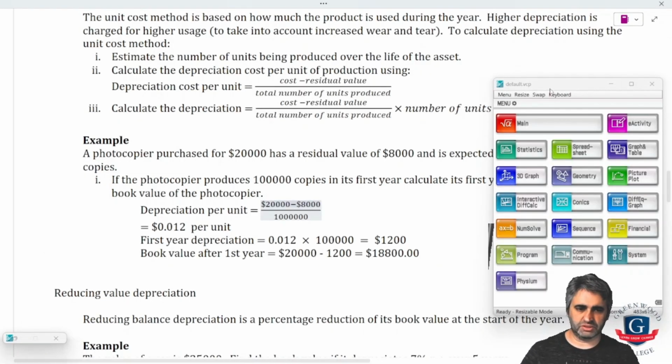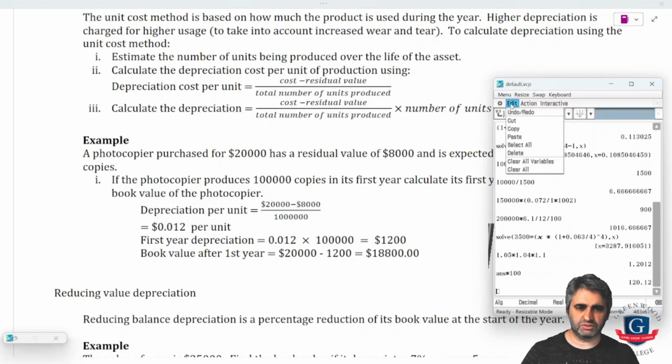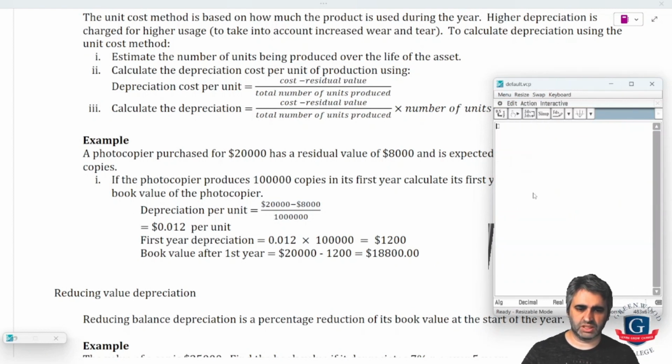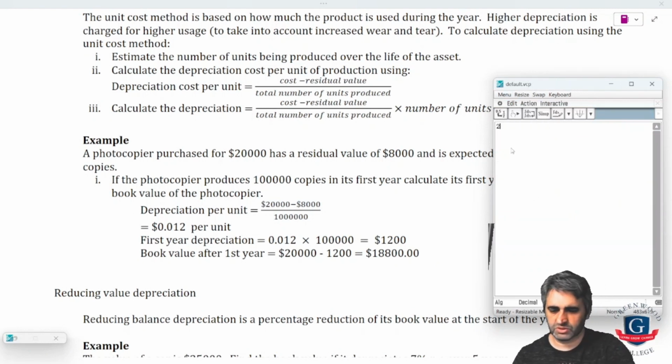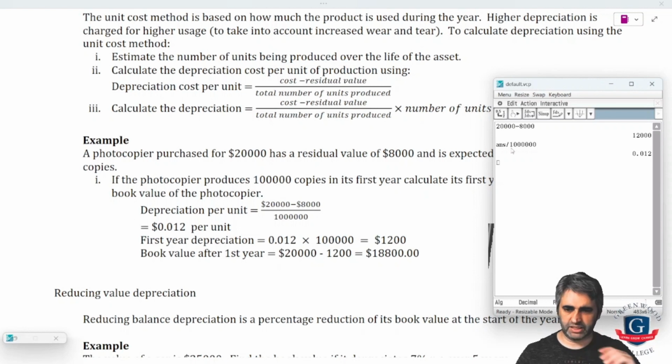Where's my calculator? There it is. Right here. Give it a bit of a clear. And we'll say $20,000 minus $8,000 gives us that. Divide that by 1 million. And we get our 1.2 cents per unit.